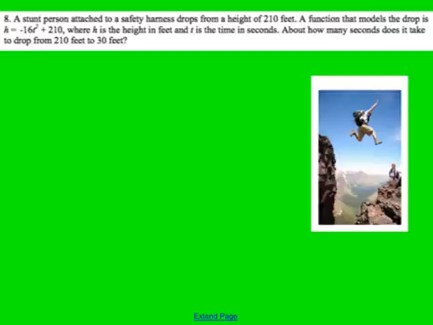Some person attached to a safety harness drops from a height of 210 feet. A function that models the drop is given, where h is the height in feet, t is time in seconds again. How many seconds does it take to drop from 210 feet to 30 feet? So in the last one, my height was 0. It said 60 to 0. This one says 210 to 30. So I know my height, I want 30. So I'm going to make it 30 is negative 16 t squared plus 210. So you got to know that we're not going to 0 here. We're going to 30. So that's why I got this 30 as my height.